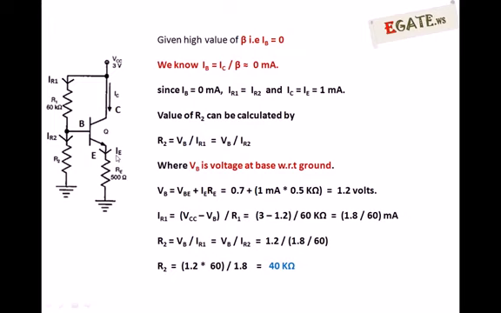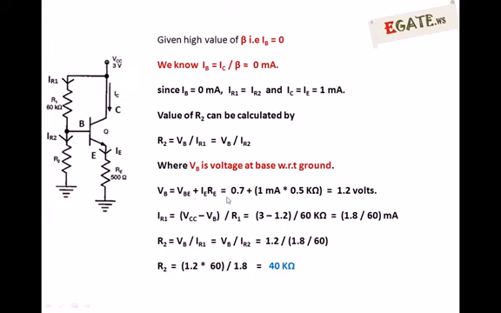Now we need to calculate the R2 value. If we want to know the R2 value, we must know the voltage drop across R2 divided by the current flowing through it. First we will calculate the voltage drop across R2. The voltage drop across R2 is nothing but the voltage at the base terminal, that is the voltage from base to ground. We are calling it VB. VB can be written this way. This is the base. VB is nothing but VBE plus the voltage drop across this RE resistor. So VB is equal to VBE plus IE times RE.